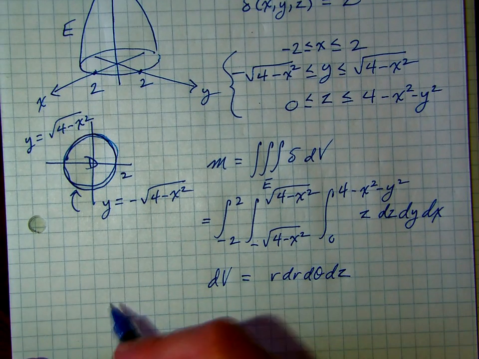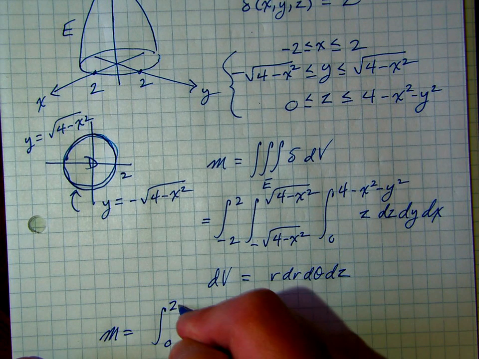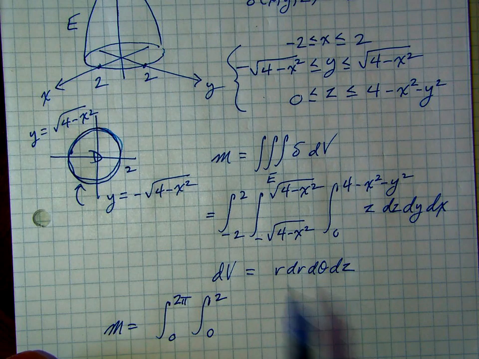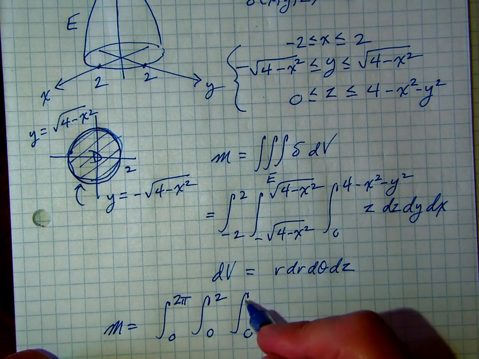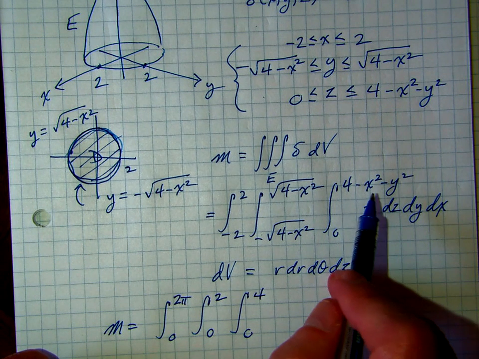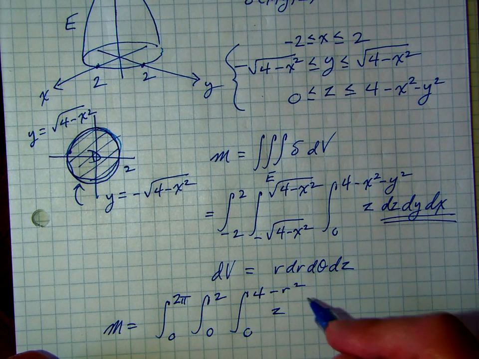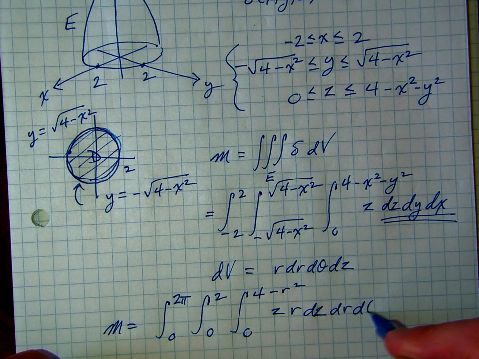And m, in this case, see if you can follow me on this, 0 to 2 pi, because you're going to go all the way around the circle, 0 to 2, that's the disk, that's D, all taken care of, 0 to 4 minus x squared minus y squared, that's 4 minus r squared. And here's z, and careful, r, dz, dr, d theta. Notice I needed to move the z up to match the limits of integration, okay?